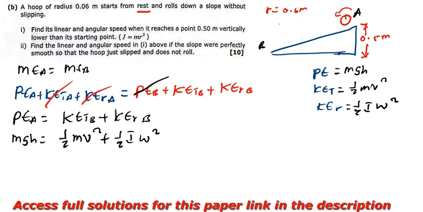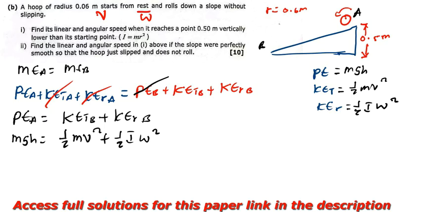So before we go there, we do not have m, so we need to find a way on how we are going to cancel out m. So the first question is the linear speed. The linear speed is v. The angular speed is w. Let's first find the linear speed, then we'll come back and find the angular speed for part A.